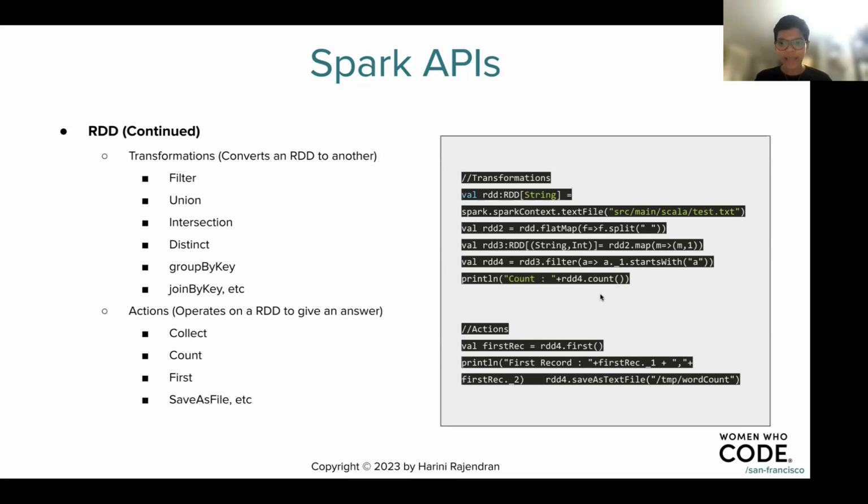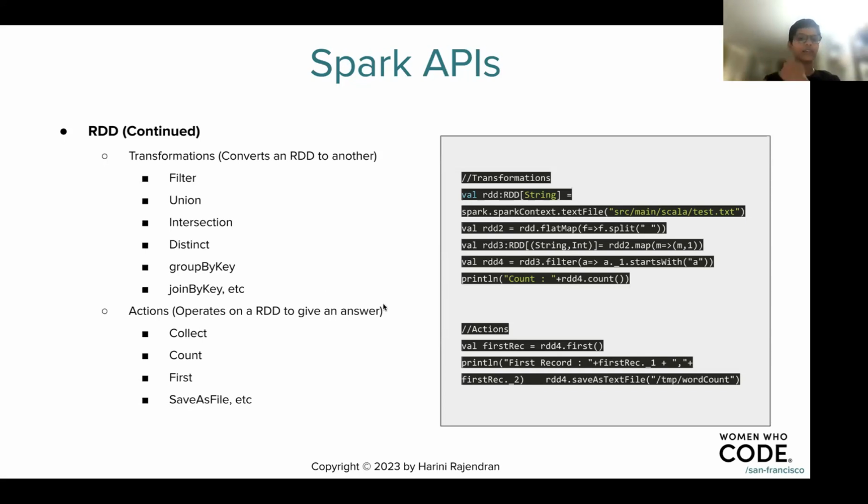And then finally, an action is something where you're producing some output instead of an intermediate result. Like you are saving the output in a file, or you are just taking the first entry and giving it to the user, or here in this case, we are counting the number of entries in that RDD and returning that to the user. So the actual result that will be used by the user is called an action.